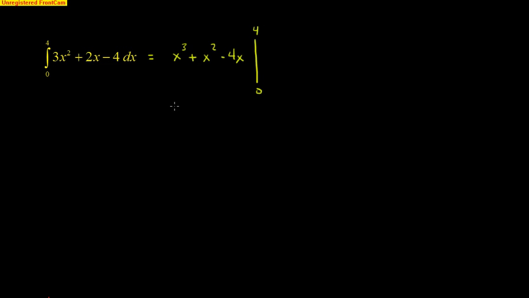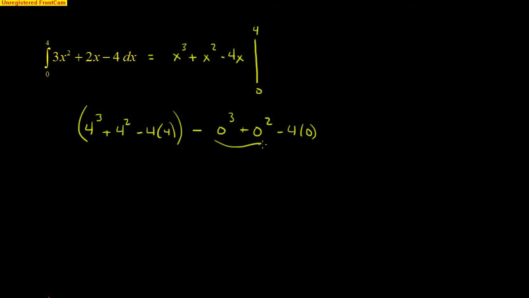So I know, again, putting the first one in, I'm going to have 4 cubed plus 4 squared minus 4 times 4, and that whole thing subtracted from putting in 0. So I got 0 cubed plus 0 squared minus 4 times 0, so this is nicely going to be 0 right here. And then again, go into your calculator or whatever, with 4 cubed plus 4 squared and then minus the 16 there, this is going to actually wind up being 64. So 64 is your answer for that one.